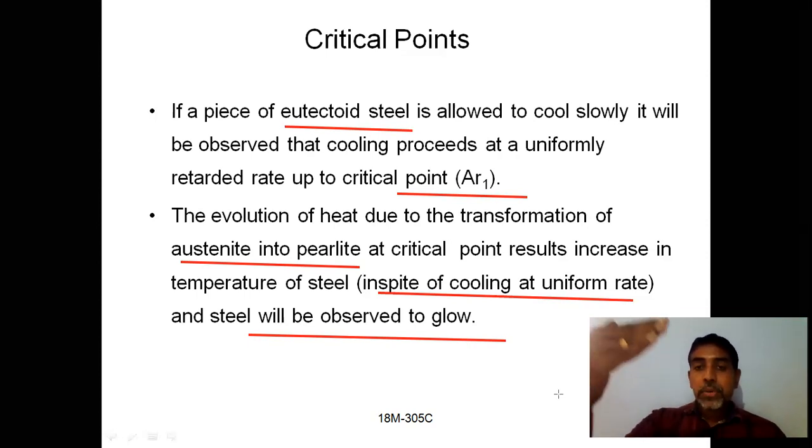So when you are cooling it and reach the critical point AR1, austenite is converted into pearlite. At that point, your steel looks like it is glowing. That means a glow appears in the steel. Why is it appearing? What is that phenomenon known as?